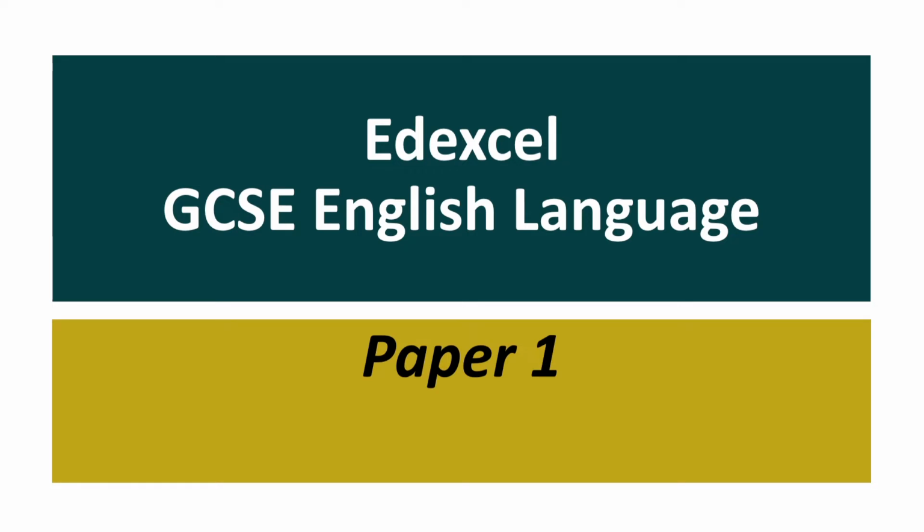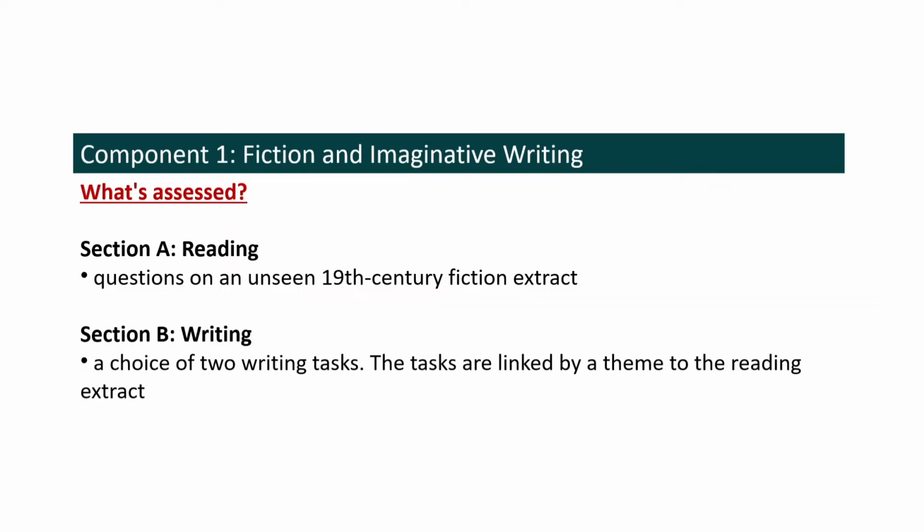Paper 1 focuses on fiction and imaginative writing and is divided into two sections. Section A is reading. You will be asked to read a 19th century fiction extract and answer 4 questions on it. This extract is unseen, which means that unlike the literature texts that you studied in school, so for example, Animal Farm, Macbeth, and so on, you and your teachers will not know that this extract could come up in the exam. Section B is writing.